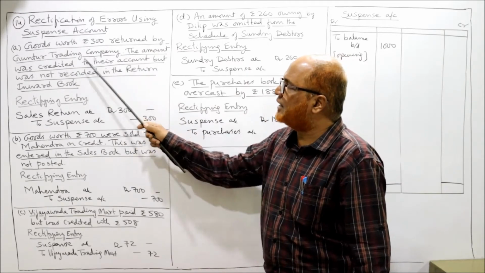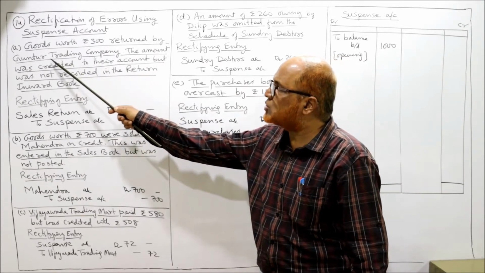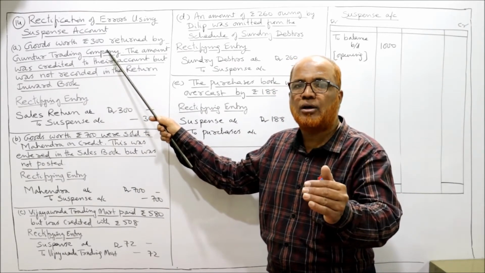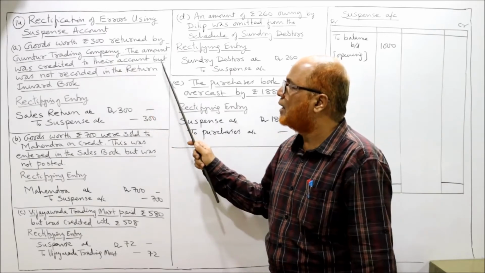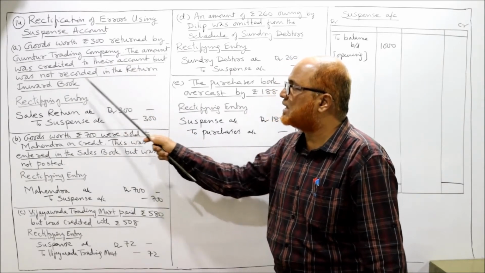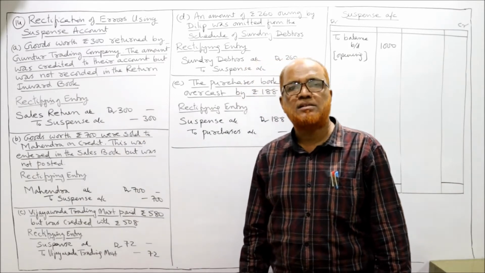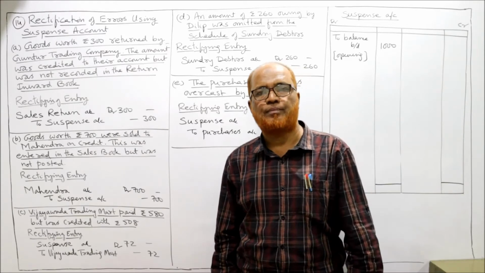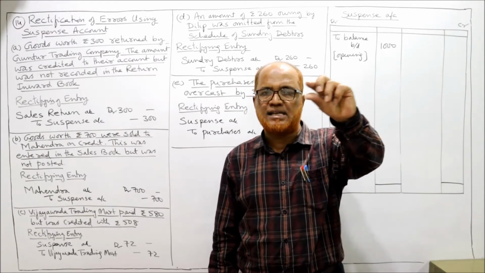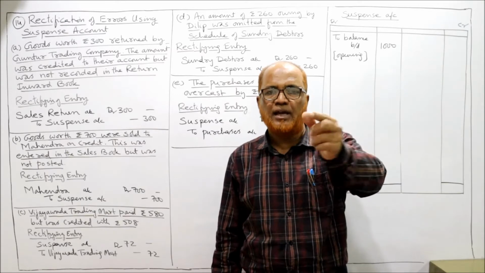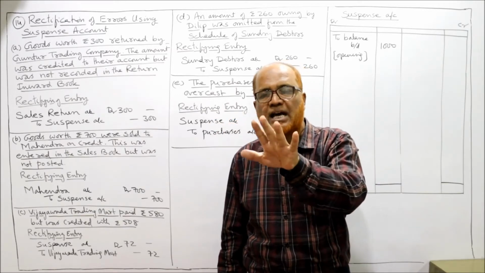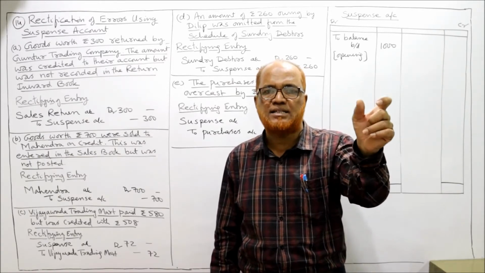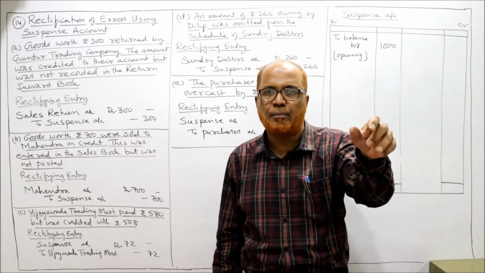The amount was credited to their account. Their account means Guntur Trading Company account. It is correctly credited to Guntur Trading Company account, but was not recorded in the sales inward book. That means it is not recorded in sales return account. So the correct entry is sales return account debtor to Guntur Trading Company. It is saying that Guntur Trading Company is correctly credited, no error. Error is there in sales return account, which should have been debited, but it is not debited.